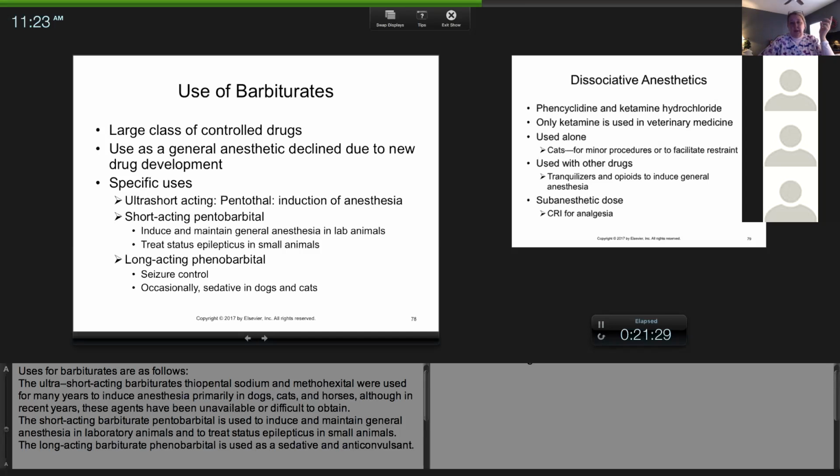The other thing, this is controlled. It does accumulate in the tissues. It does require some liver and kidney metabolism, so you do need a good liver and kidney. It's not like propofol and Alfaxan, which require almost no liver or kidney metabolism. The other thing, this drug is caustic to the tissues.